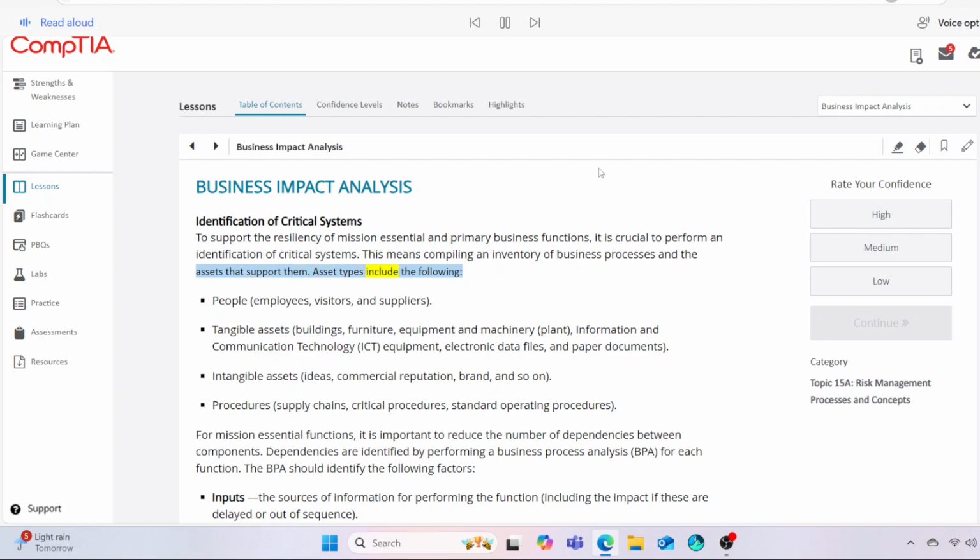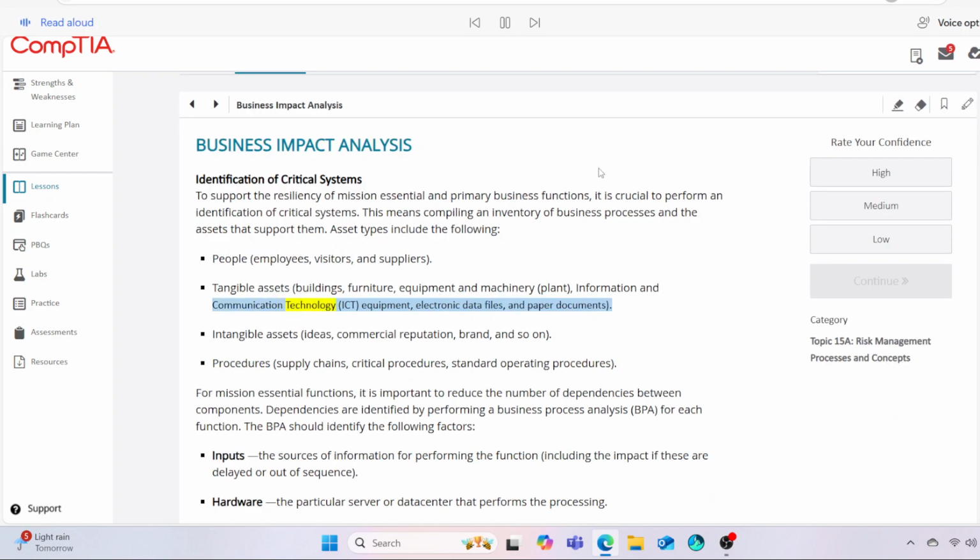Asset types include the following: people, employees, visitors, and suppliers. Tangible assets, buildings, furniture, equipment and machinery, plant, information and communication technology, ICT, equipment, electronic data files, and paper documents. Intangible assets, ideas, commercial reputation, brand, and so on. Procedures, supply chains, critical procedures, standard operating procedures.